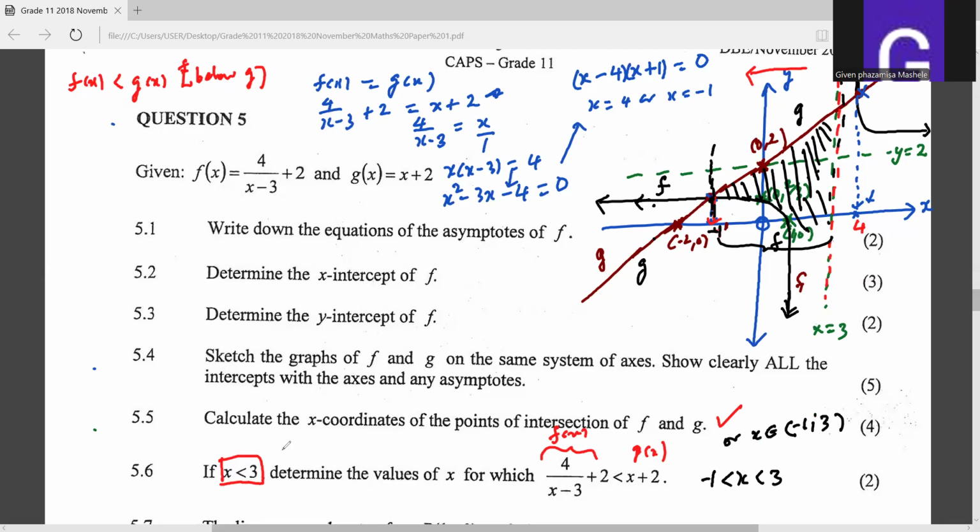They've given us a condition, which means if there was no this condition, another answer would be, remember, this is the g, this is the f. It will be anything from 4 and above in this area here, because g is bigger than f. We would say x bigger than 4, from 4 and above. But we're not going to include that because of the condition provided to us.